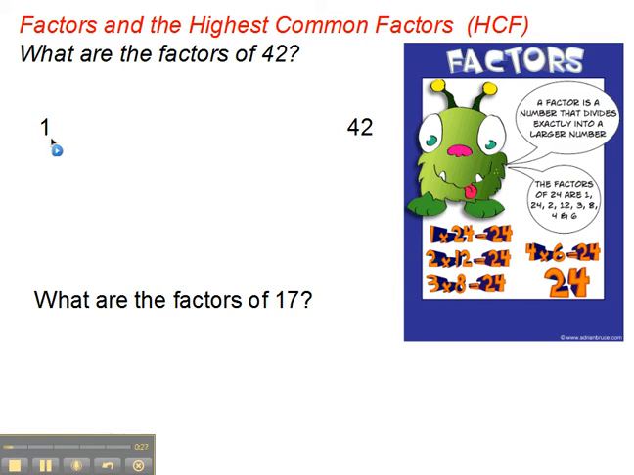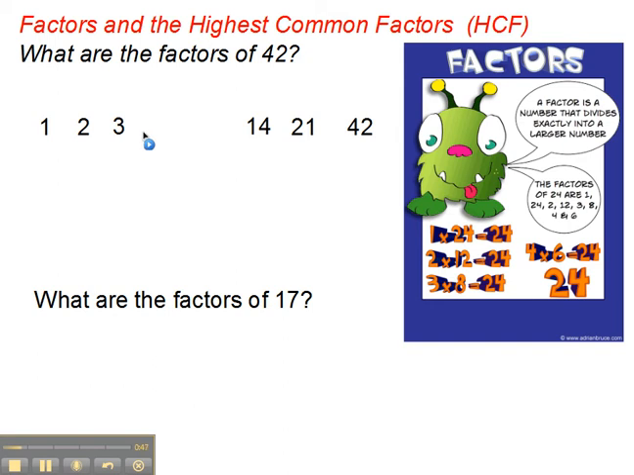So we call that a factor pair. 1 and 42 are a factor pair. 2 divides into 42, 21 times. So 2 and 21 is another factor pair. 3 divides into 42. If you reach for your calculator, 42 divided by 3 is 14. So 3 and 14 are a factor pair.